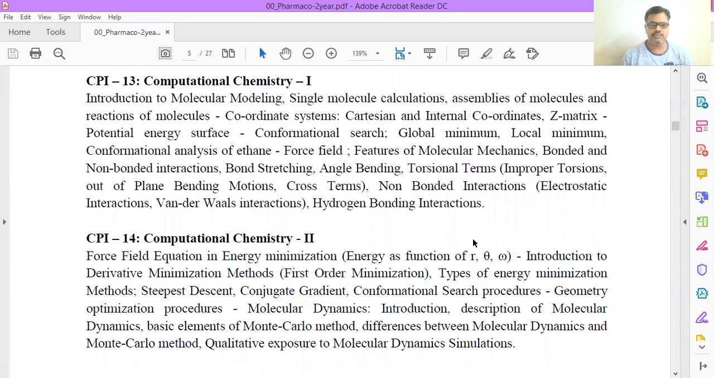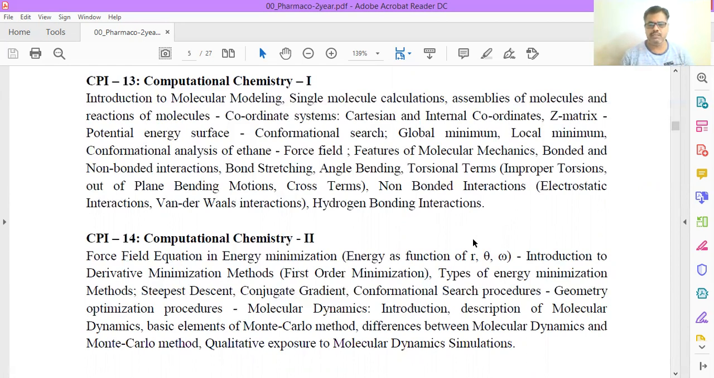In dynamics, you can go with Monte Carlo methods, or simulative methods, or qualitative methods. So different types of molecular dynamics methods will be available. So how to analyze those physical equations to calculate the energy of a small molecule.